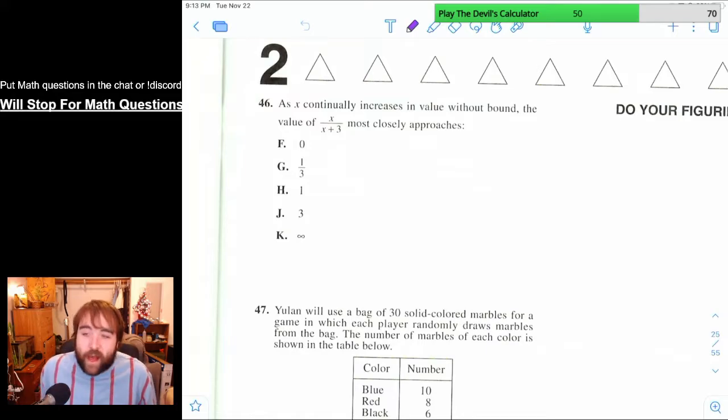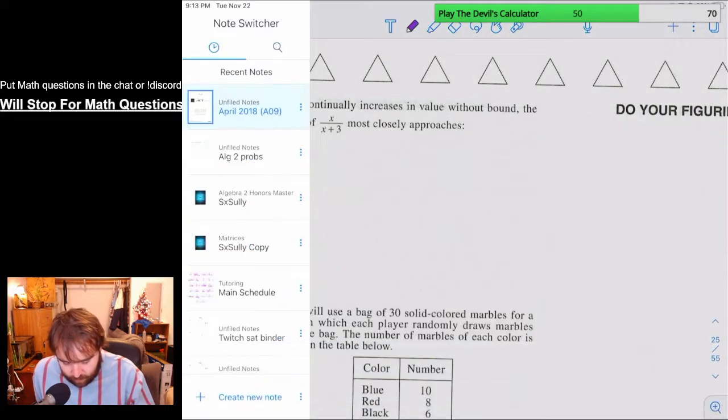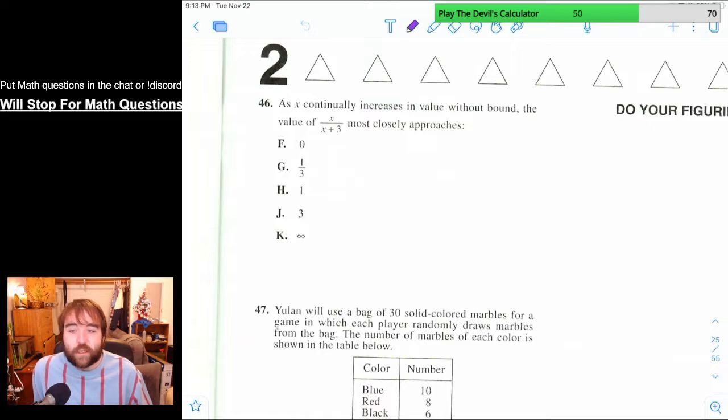All right, so this is the last 15 questions of this ACT. Which ACT is this anyway? It is the April 2018 A09 ACT. You should be able to find that online if you'd like. So here's number 46 through 60.